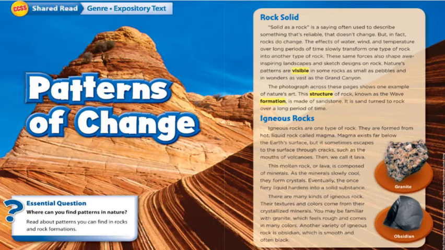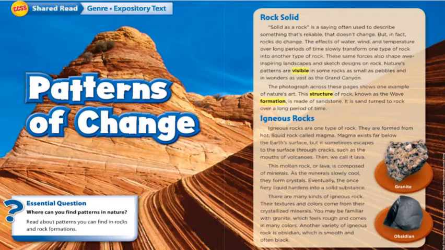As we always say, it's correct that lava burns everything when the volcano first erupts, but when it cools down, it's very beneficial to nature and the plants because it contains minerals. Now we reach this line. As the minerals slowly cool, they form crystals. Eventually, the once fiery liquid hardens into a solid substance. There are many kinds of igneous rocks. Their textures and colors come from their crystallized minerals.